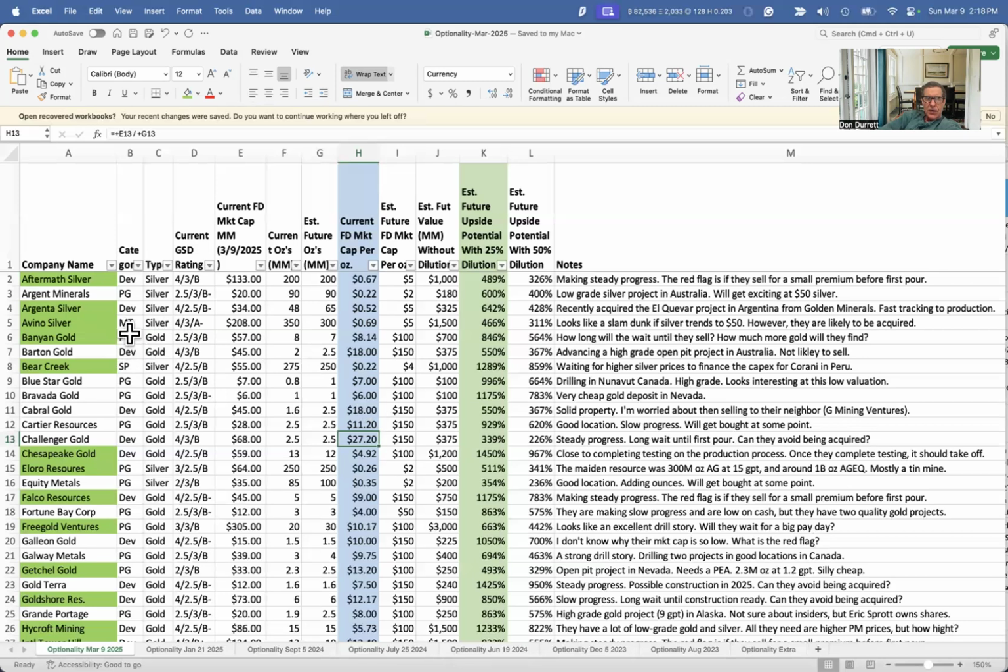So the category: Dev is developer, PG is project generator, which is an explorer, MT is mid-tier, and SB is producers. There's very few producers on this list; the majority are developers. Then we have the type, silver or gold. And then we have the GSD rating, 4-3-B. The first one is the upside rating. A 4 means it's a possible 10 bagger. 3.5 means likely 5. And 3 means possible 5.